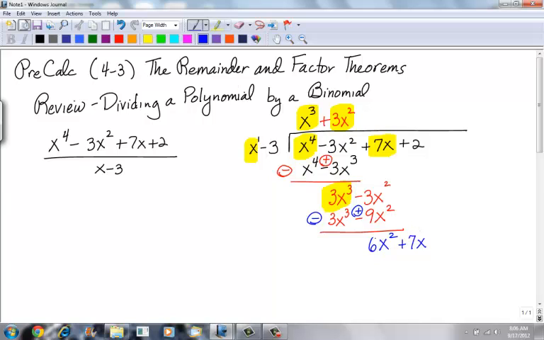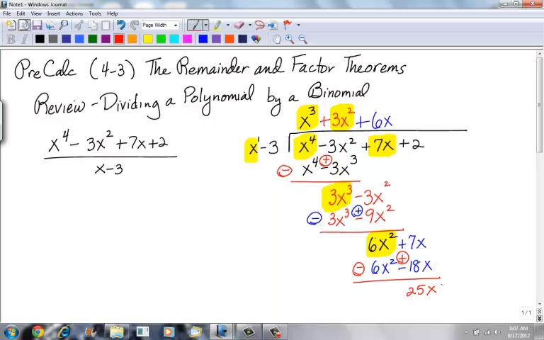You look just at the first term that you're dividing by, the x, and you look just at the first term here. What do I need in my answer? 6x, and it's got to be positive 6x. Then take 6x times x would be 6x squared, and 6x times a negative 3 would be a negative 18x. Change the signs on the bottom row. Okay, and then you're adding, the 6x squareds drop out, and we'd have 25x.